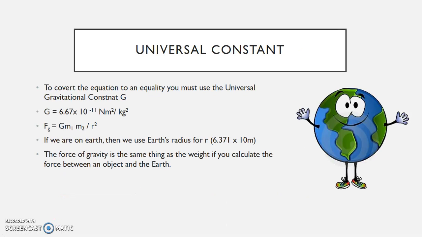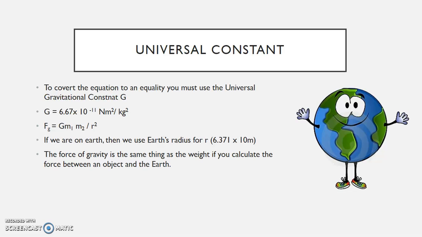To convert the equation to an equality, you must use the universal gravitational constant, which is represented by the letter G. So G is going to be 6.67 times 10 to the negative 11th, and that is the unit. I know that there are some questions about that virtual lab on what is the gravitational constant unit. The N·m² divided by kg² will be the units for that gravitational constant.